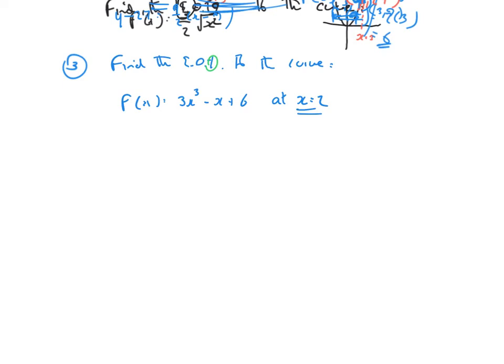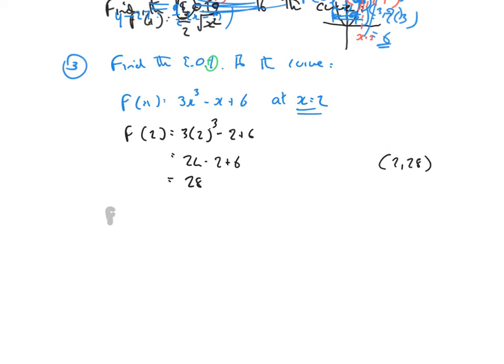Let's find the equation of a straight line. So I'm going to have point and gradient put into y minus b equals m bracket x minus a. So let's go after the y coordinate. Sub in the x coordinate. That's going to be 3 lots of 2 cubed minus 2 plus 6. 2 cubed is 8, 8 threes are 24, 24 minus 2 plus 6, and that is 28. Okay, so my point is (2, 28).